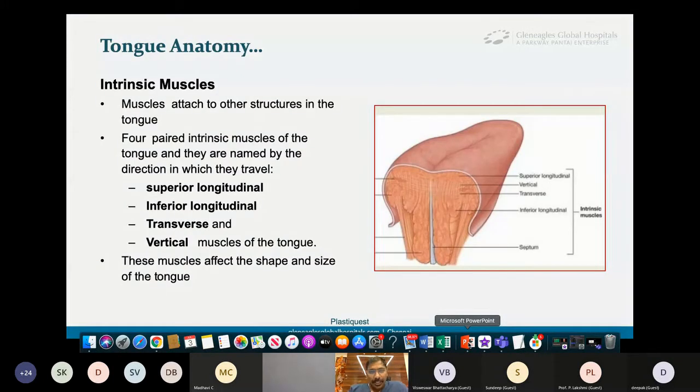So starting from the tongue anatomy, it's the intrinsic muscles. There are 4 pairs of intrinsic muscles: the superior longitudinal, inferior longitudinal, transverse, and vertical muscles. At least you should know the names, because when you are reading about the tongue, you should know at least the names. So these are the intrinsic muscles which alter the shape of the tongue. And all these muscles are supplied by the hypoglossal nerve.